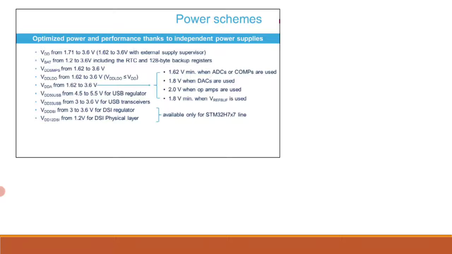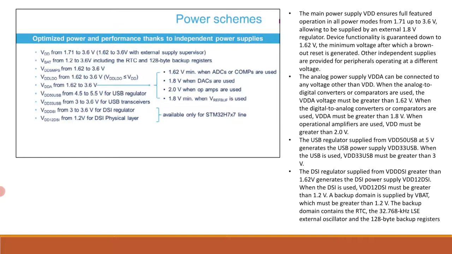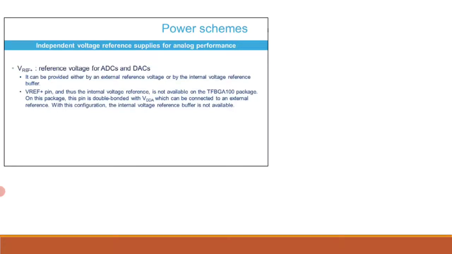The backup domain is supplied by VBAT, which must be greater than 1.2 volts. The backup domain contains the RTC, the 32.768 kHz LSE external oscillator and 128 bytes of backup registers. The ADC and DAC voltage reference can be provided either by external supply voltage or by internal reference buffer. This allows the converter's performance to be improved by providing an isolated and independent reference voltage.